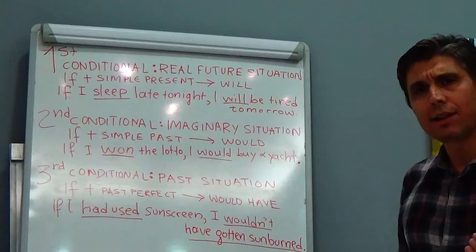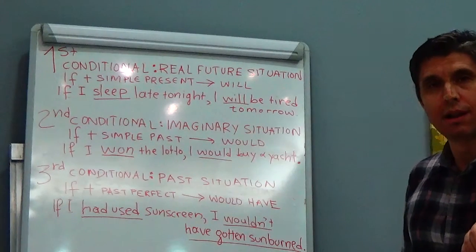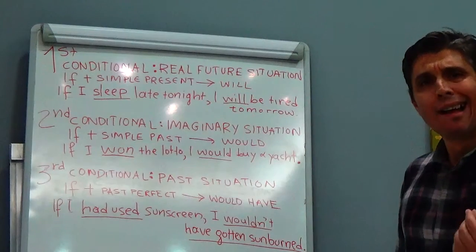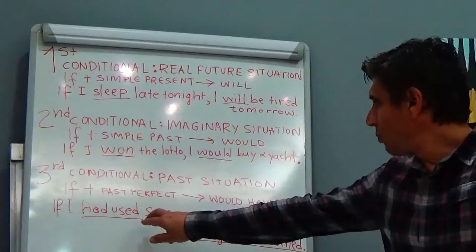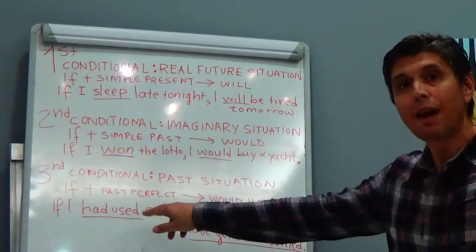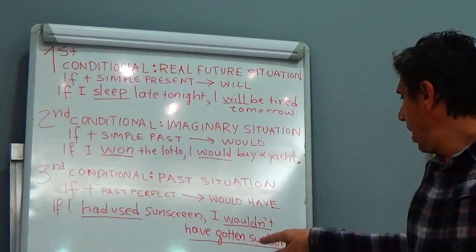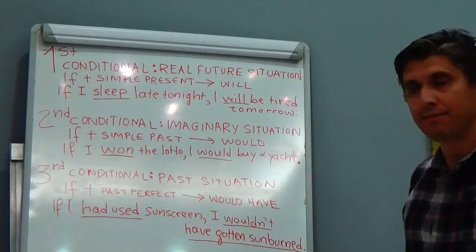You might have noticed that we use more words to form the third conditional. And the third conditional is a little bit difficult to construct. So let's look at it once again. We use the past perfect of the verb used, had used, and then wouldn't have gotten sunburned.